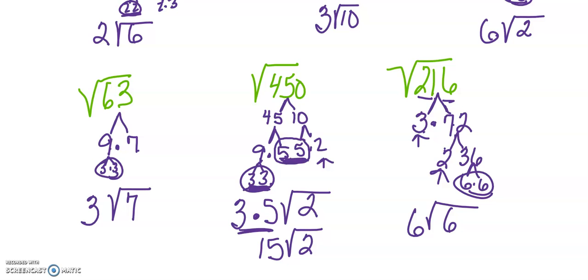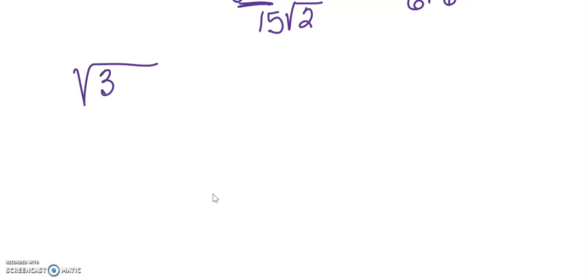Okay? Now I want to do one more. If you want to pause the video so you can try it, that'd be great. We're going to try this number. Square root of 343. Now this one's a tough one because 3 doesn't go into all of that.